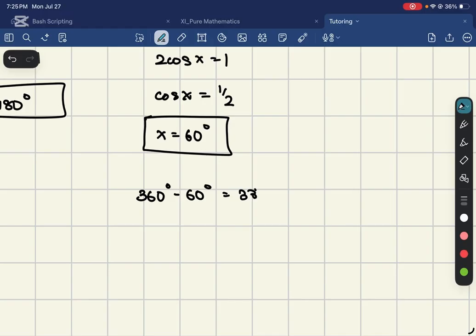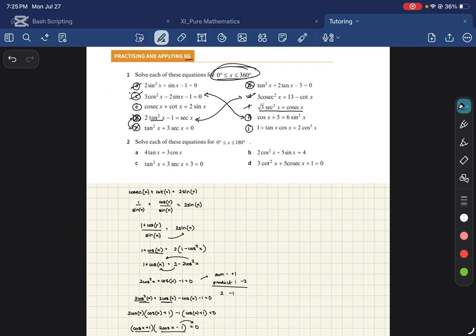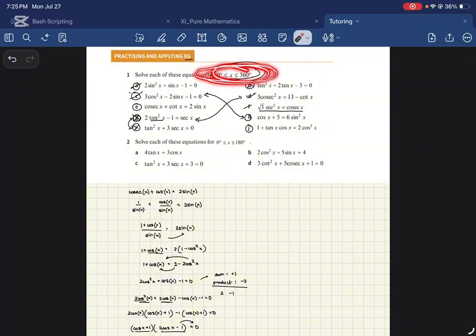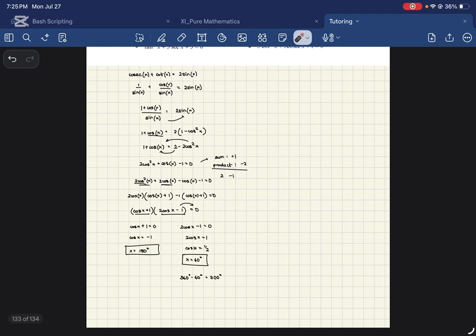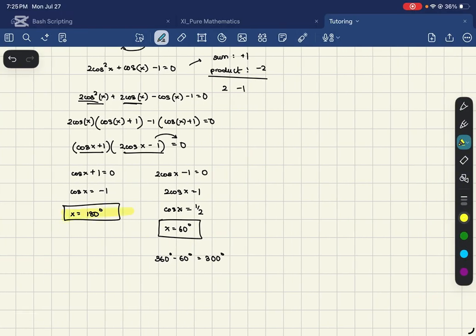So 300 degrees is also going to be a solution. And remember, you're finding solutions within this domain. That is why I can subtract from 360. That is why I can add to 180, because I'm working here. If I was working at another domain, I would have to be thinking in a different way. All right. So this chapter requires you to think a lot, especially about the domains. So yeah, your three solutions are 180, 60, and 300.